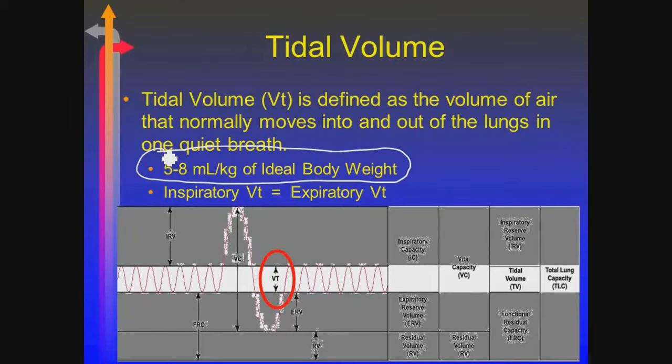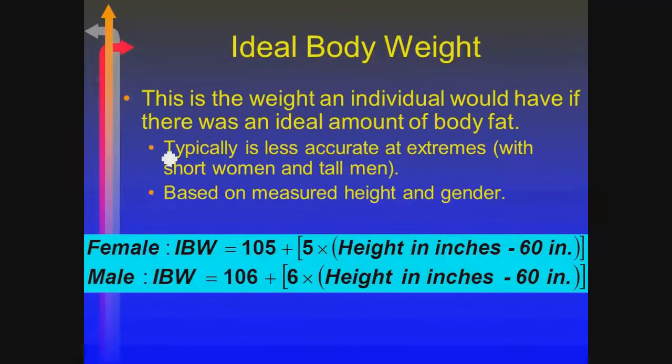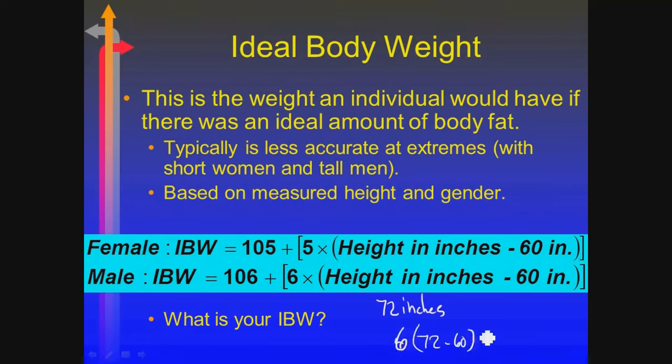It was just scary. Okay, so tidal volume is what goes in and out. So how do I calculate this thing called ideal body weight? Well, it's based upon height and gender. There's a formula for females, there's a formula for males. They're kind of similar. For females, it's 105 plus the quantity 5 times the height in inches minus 60. So let's calculate my ideal body weight, because I know I'm nowhere near this. I'm about 6 foot, so that makes me about 72 inches. So 72 minus 60 times the quantity 6, because I'm a male, and add that to 106. So 72 minus 60 is 12, times 6 is 72, 106 and 72, 178 in my dreams.